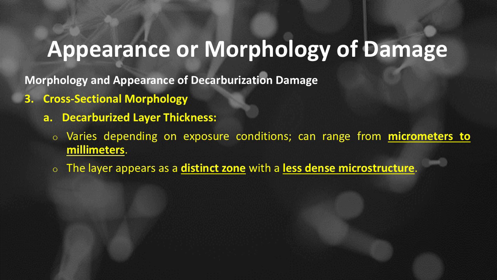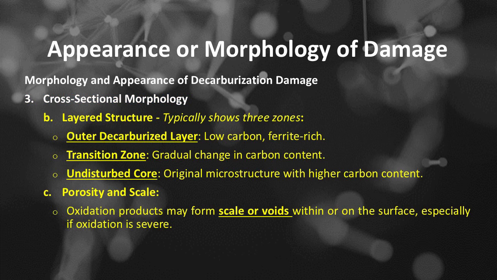The layer appears as a distinct zone with a less dense microstructure. Number B of cross-sectional morphology is layered structure, typically shows 3 zones: outer decarburized layer, low carbon, ferrite-rich; transition zone, gradual change in carbon content; undisturbed core, original microstructure with higher carbon content. And number C of cross-sectional morphology is porosity and scale. Oxidation products may form scale or voids within or on the surface, especially if oxidation is severe.